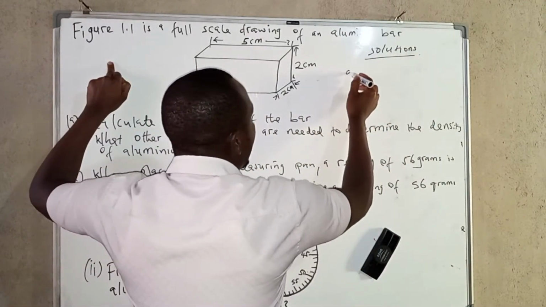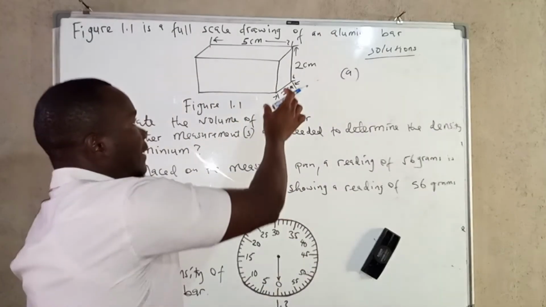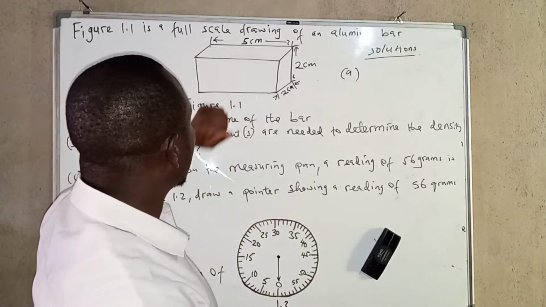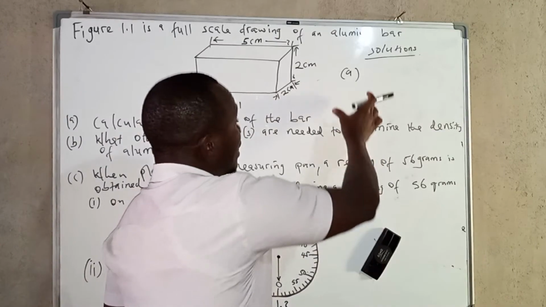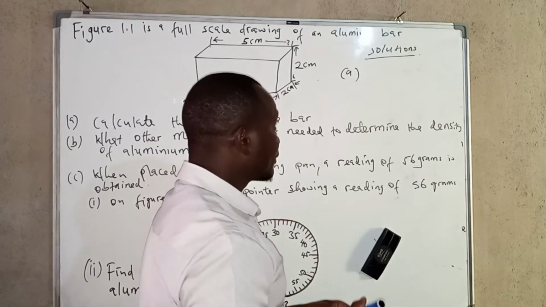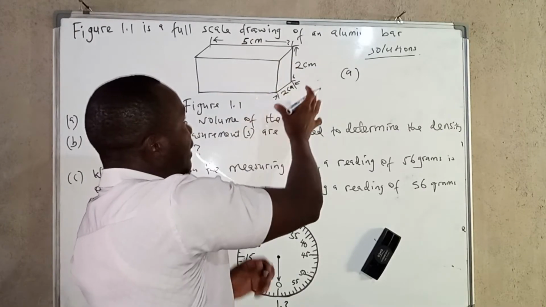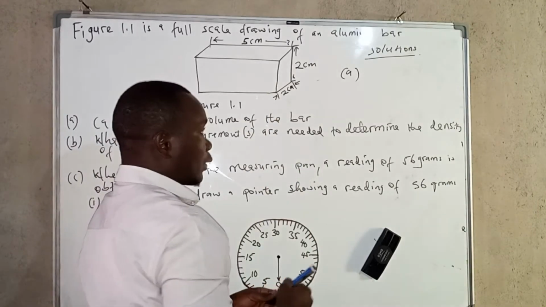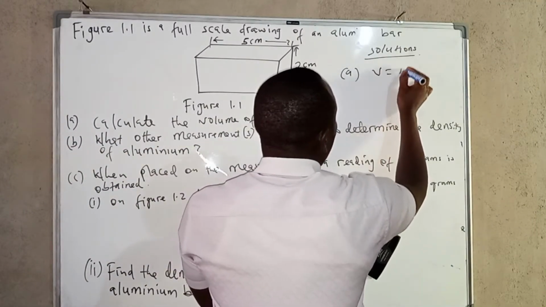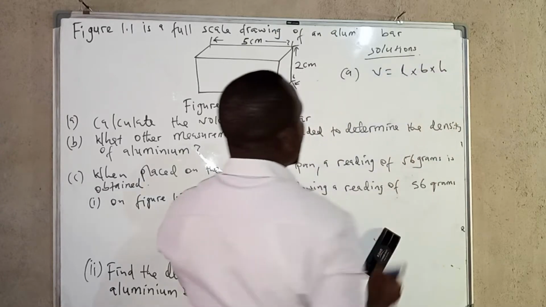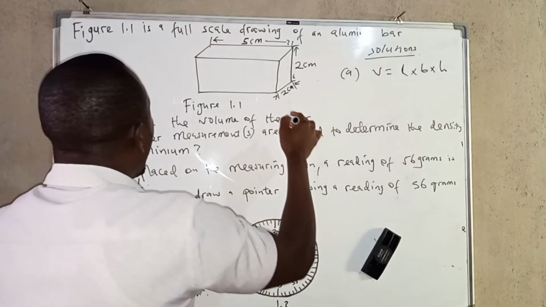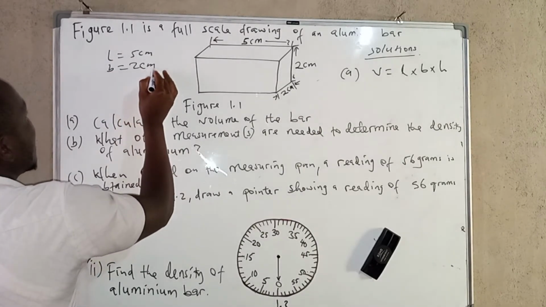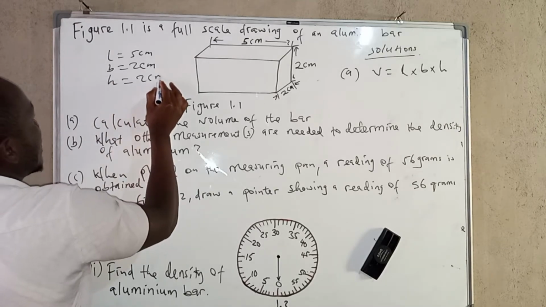For the first part, we know that this is a rectangular aluminium bar, and the way we calculate the volume of anything having this kind of shape is V equals L times B times H, where L is equal to 5 centimeters, B is equal to 2 centimeters, and H is equal to 2 centimeters.